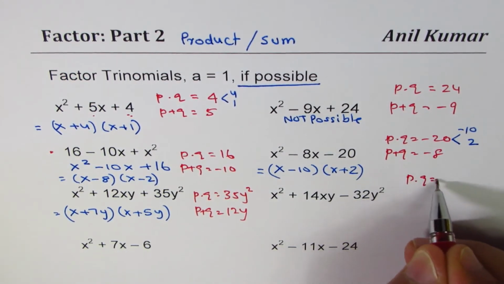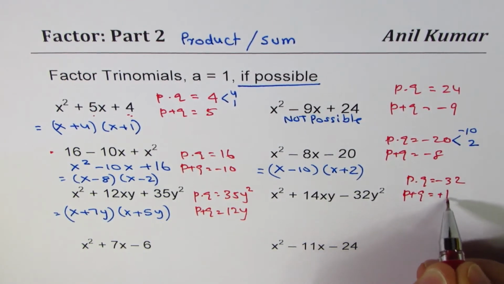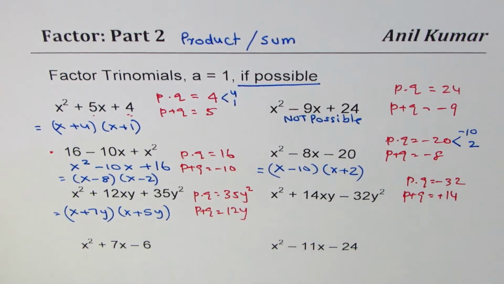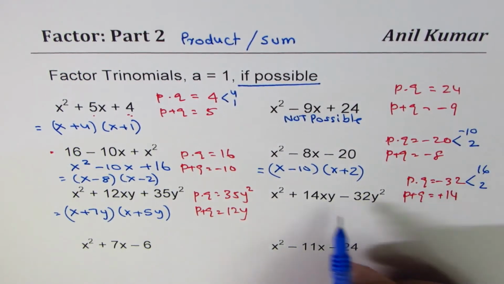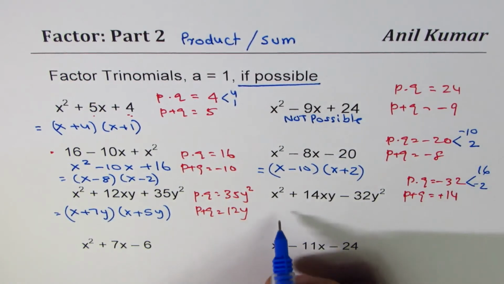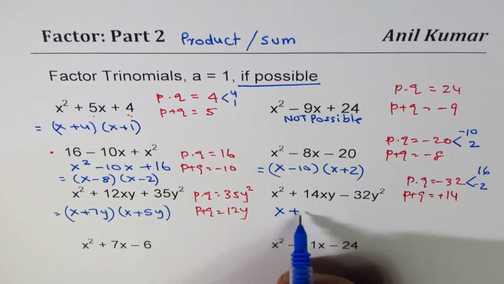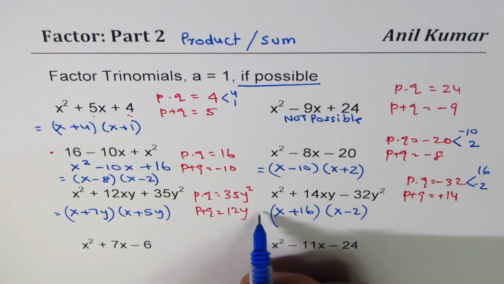Now we have to look for a product of minus 32 and a sum of plus 14, right? So 14, and we are looking for 32. 32 you can get as 16 times 2, right? Since we need a positive sum, we'll have 16 times minus 2. So we get (x + 16)(x - 2) as our solution.